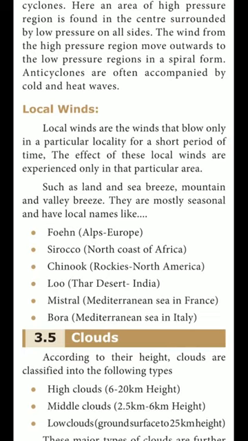What are the names? In the Alps, Europe, it is named Fawn. North coast of Africa, Sirocco. Rockies, North America, Chinook. Thar Desert in India, it is named Loo. Mediterranean Sea in France, it is named Mistral, and Mediterranean Sea in Italy, it is named Bora. So local winds, winds that blow only in a particular locality for a short period of time, also have different names. You all know, isn't it?